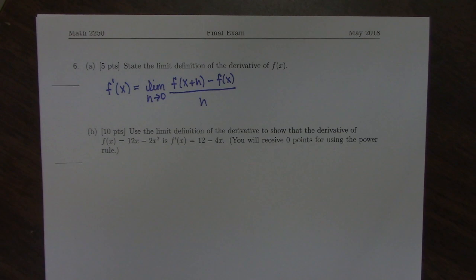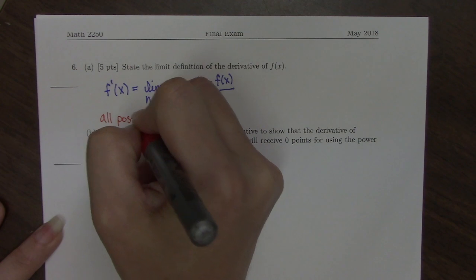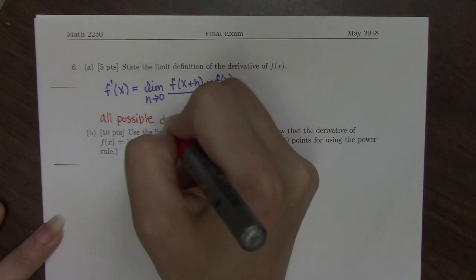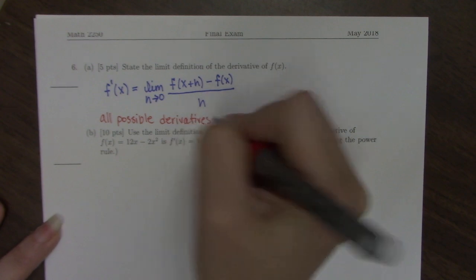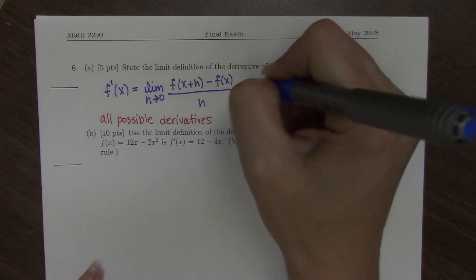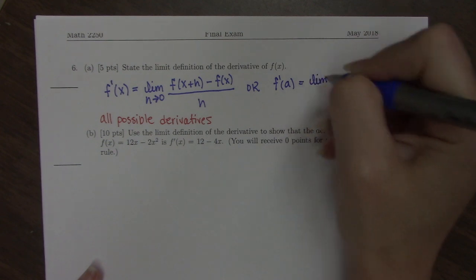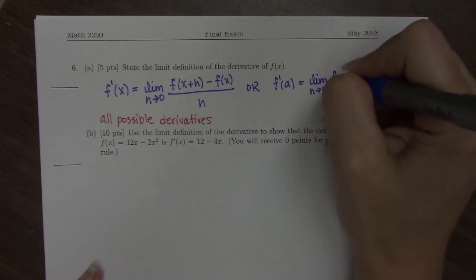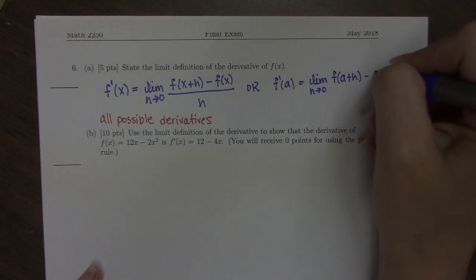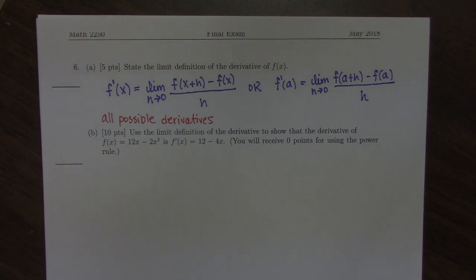So this would actually give you all possible derivatives. So that's the general form. We would also accept f prime of a equals the limit as h goes to 0 of f of a plus h minus f of a all over h. So this would actually produce one specific number, which would be the derivative at x equals a.